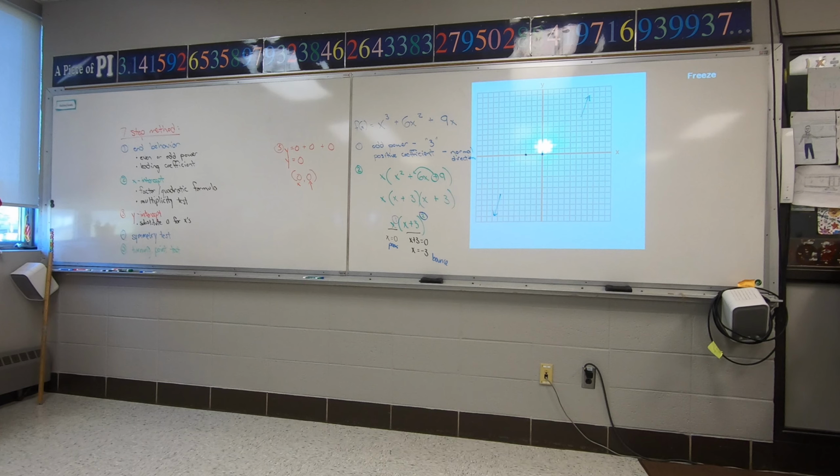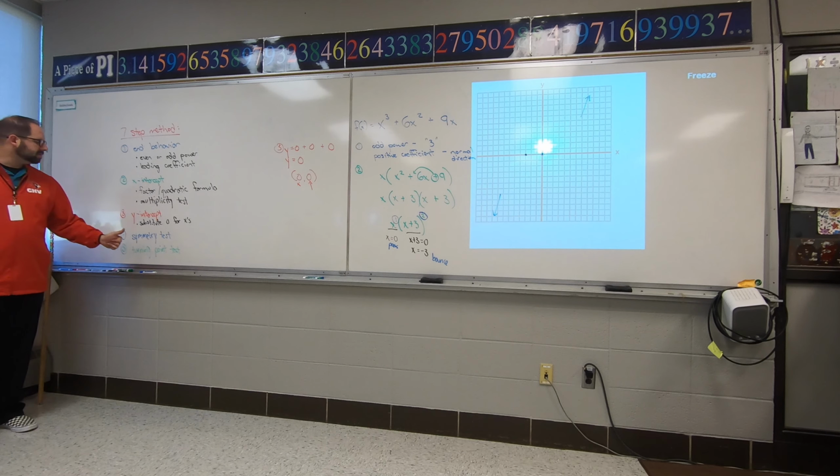So the y-intercept is easy. Plug in a bunch of zeros, solve it. It should be super quick. It's usually just whatever the back number is. That's just the trick. Okay, symmetry test.